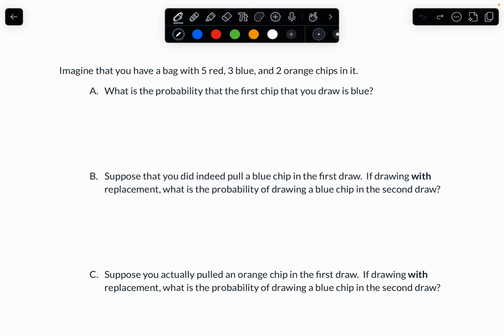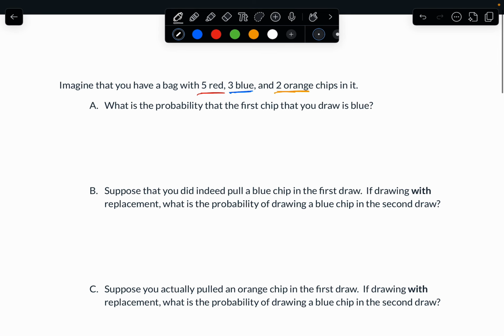Imagine that you have a bag with 5 red, 3 blue, and 2 orange chips in it. First question that I want to answer, part A: what is the probability that the first chip that you draw is blue? So I'm imagining that I reach into this bag and I close my eyes and I'm just picking one out at random. Well, first it would help to imagine what the sample size is.